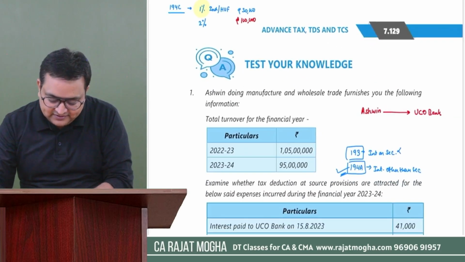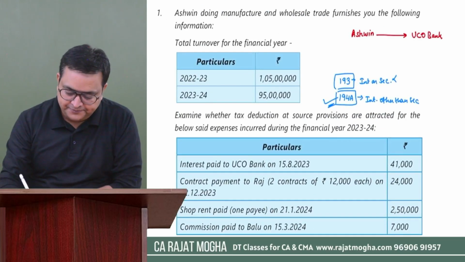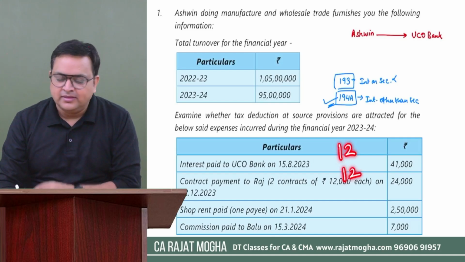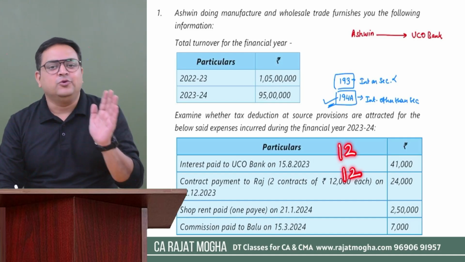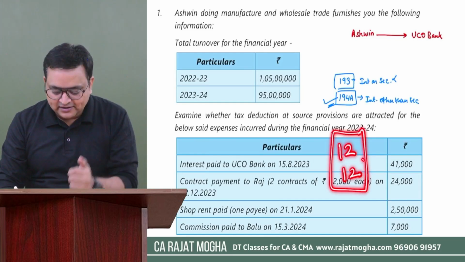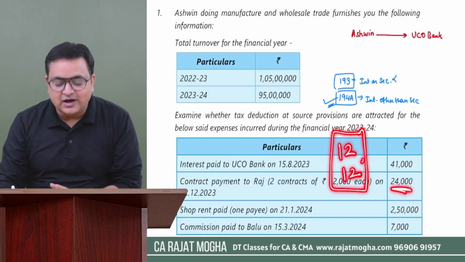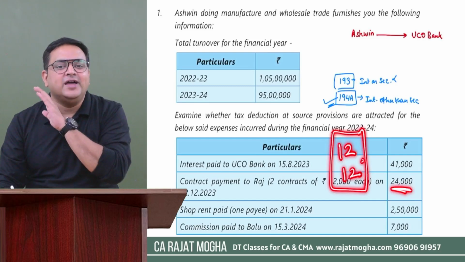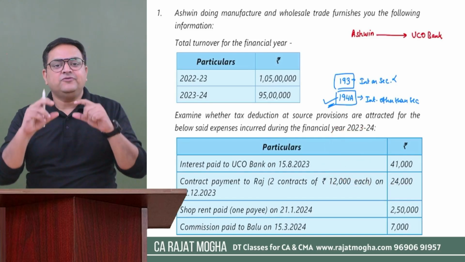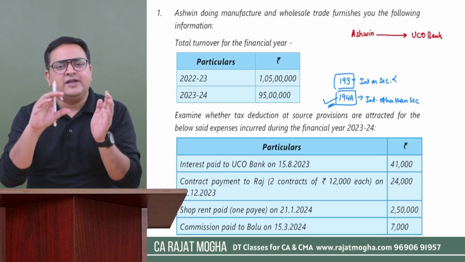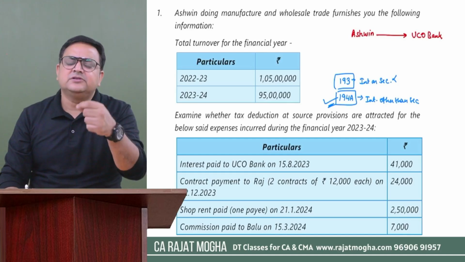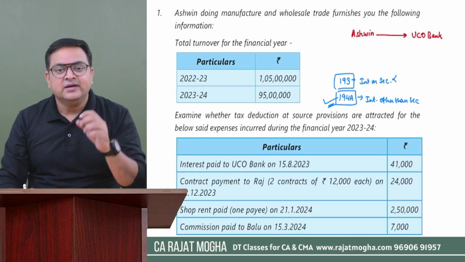So tell me whether these conditions are getting satisfied over here or not. Each contract is 12,000. So not even a single contract is more than 30,000. Okay. So let's say there are multiple contracts now. There are two contracts. The aggregate is just 24,000, not exceeding 1 lakh rupees. So we are not going to deduct TDS. So how will we present this? First, we will discuss the provision that under 194C, whenever you are making a payment to the contractor, the threshold limit is 30,000 for a single contract.